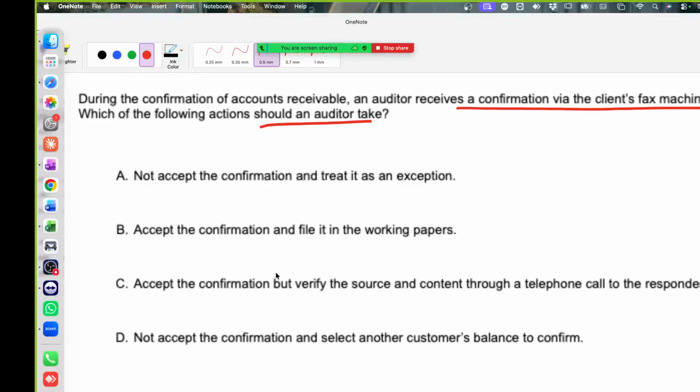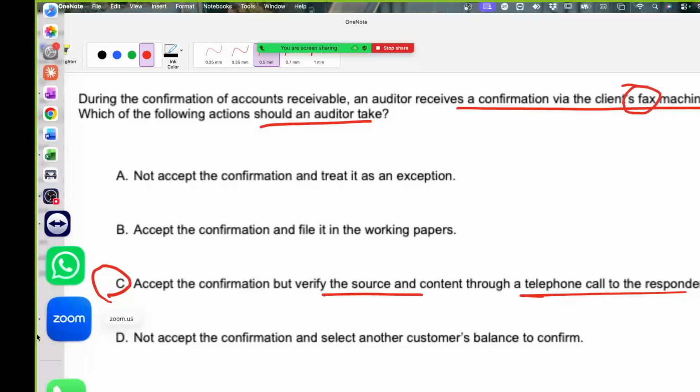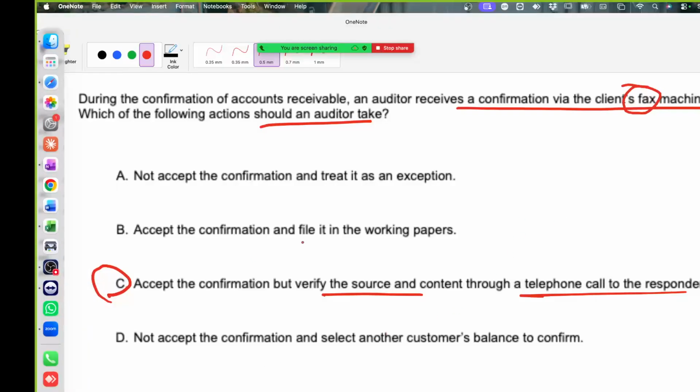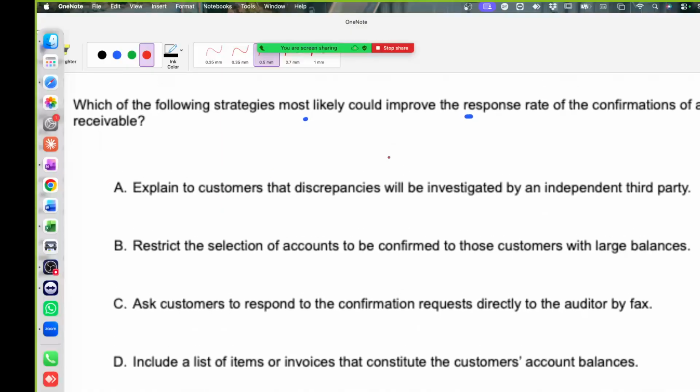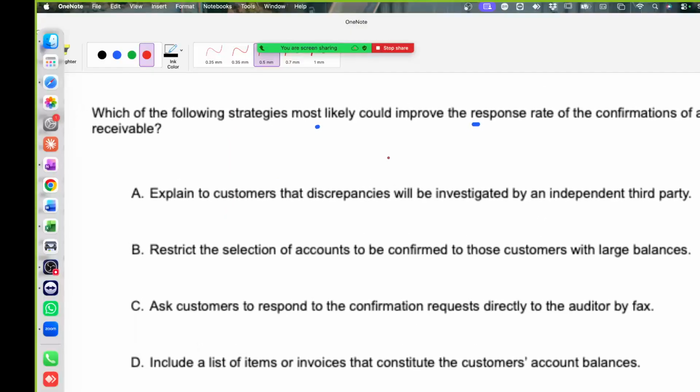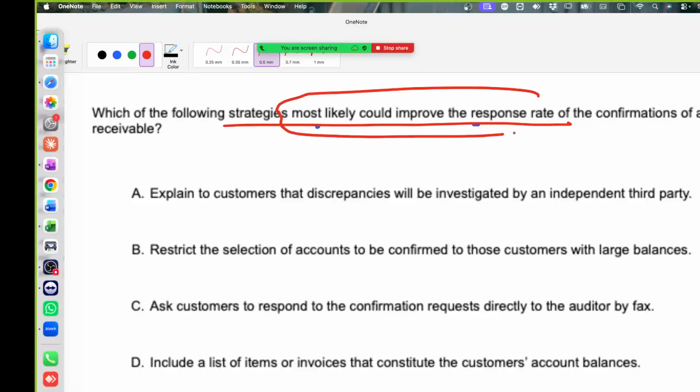C. Accept the confirmation but verify the source content through a telephone call to the respondent. If it is received by fax, verify that. Which strategy is most likely to improve the response rate? Most likely, which strategy improves the confirmation of AR?